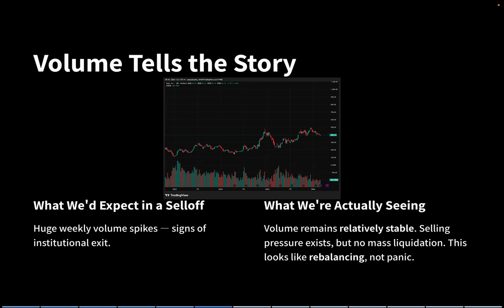The volume levels remain relatively stable. There is selling pressure, but we are not seeing the type of volume surge that usually accompanies a large-scale institutional exit. This suggests that the current movement may simply be a rebalancing phase rather than a mass liquidation.